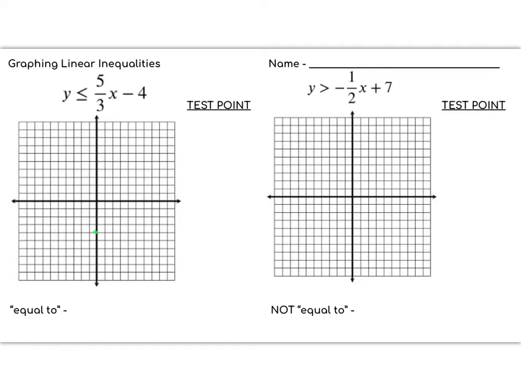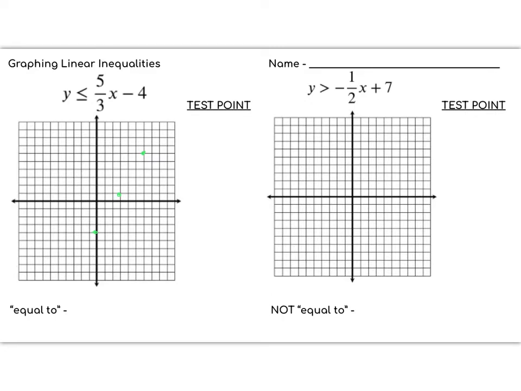The slope is 5/3, so you go up 5, 1, 2, 3, 4, 5, and right 3, and you put a point, and do it again, up 5 and over 3, and you have those points. But here's what you've got to look at for the linear inequalities.